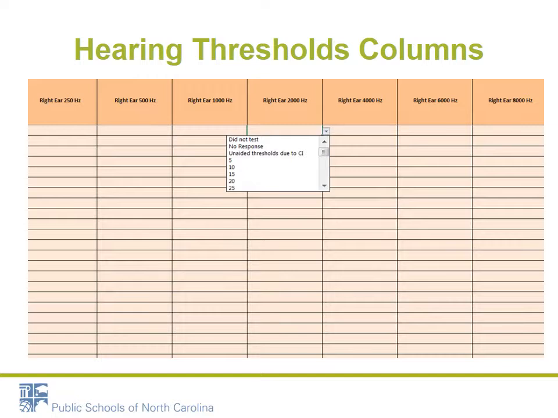Next, we are going to talk about the hearing threshold columns. This section has expanded this year. There are now new frequency columns for both the right ear and left ear for 250 Hz, 6,000 Hz, and 8,000 Hz. So this is a change from last year. You will also notice that you have a drop-down menu in each of these columns, so you will be choosing the decibel level instead of typing it in. There are also some other choices in this drop-down menu that we are going to talk about on the next slide.